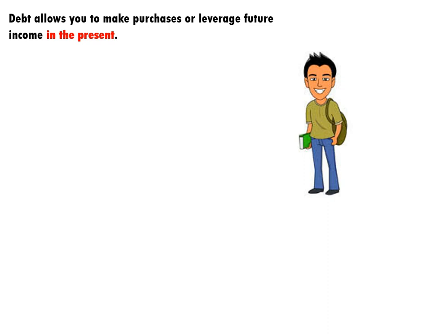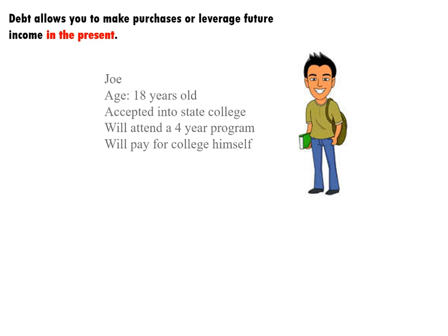So let's look at a scenario. We'll have a hypothetical student here, and his name is Joe. Joe is going off to college. He's 18 years old. He was accepted at a state college in a 4-year program, and he has no money going into this. He's paying for it all on his own. His parents can't help him or won't help him. He doesn't have any scholarships, so he's going to fund the whole thing on debt, on student loans.